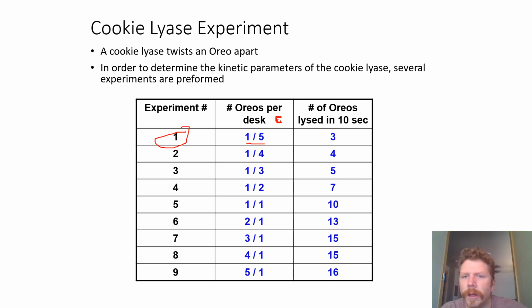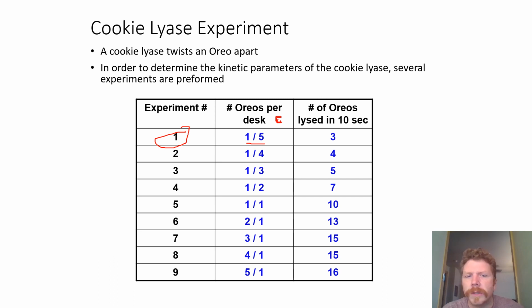In the next column, what you see is the number of Oreos lysed in 10 seconds, so the production of a product in a time interval. Here, 3 Oreos were lysed in 10 seconds. So we have a concentration of a substrate, how many Oreos were provided per desk, and then the number of products generated within a specific time interval.